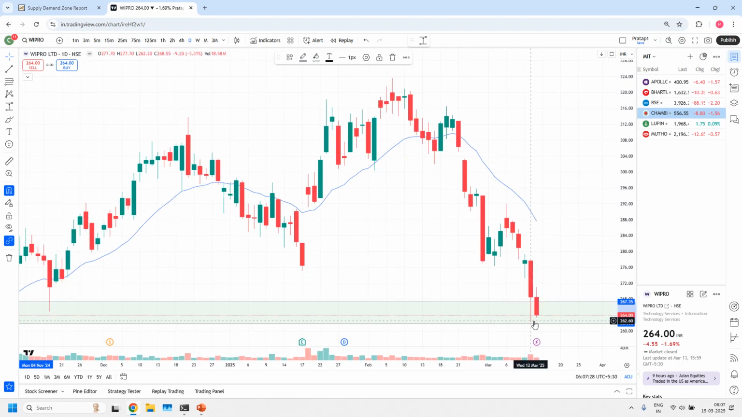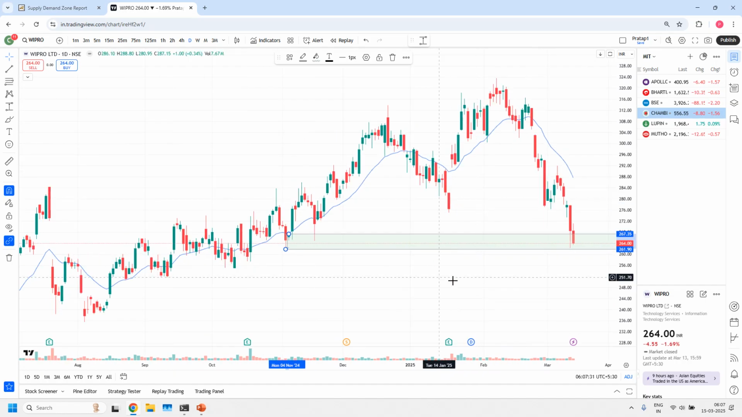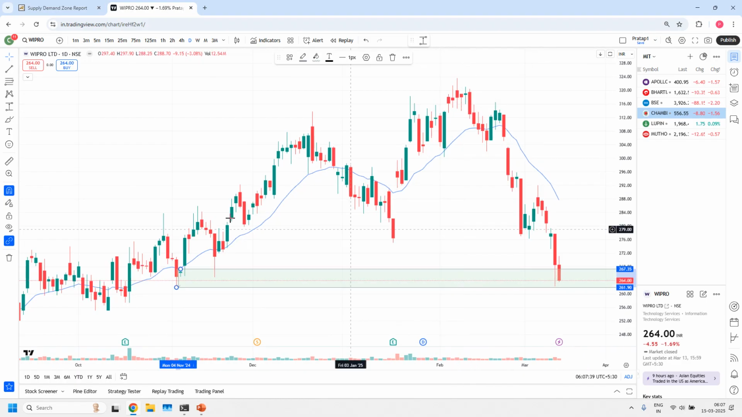So recently tested. Prices went deep inside here. So if anybody would have taken a trade recently, probably they might have got some profit already. This is the first time tested. Recently, second time tested.